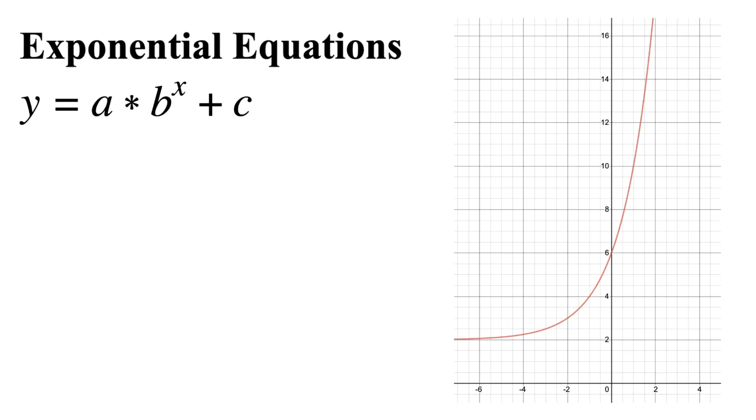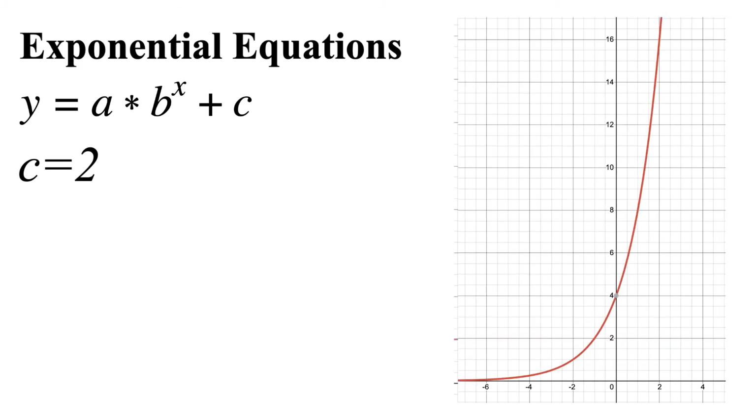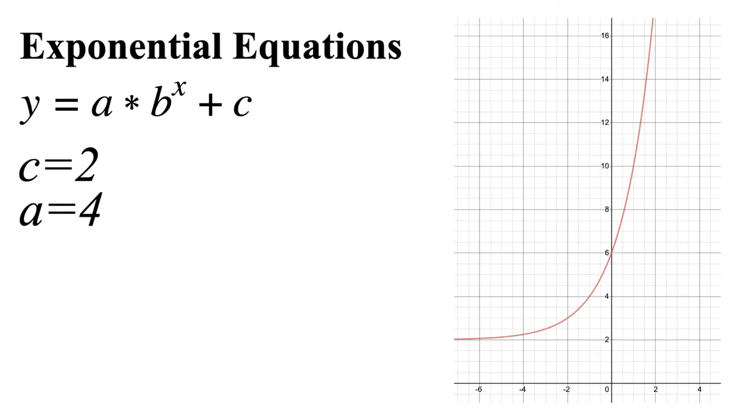To find the equation for this graph, we'll first find the asymptote. We'll note that the asymptote is equal to 2, which means the c value is equal to 2. To determine the value of a, we will imagine the exact same graph, but with no vertical shift. The y-intercept for this new graph is 4, which is the value of a.